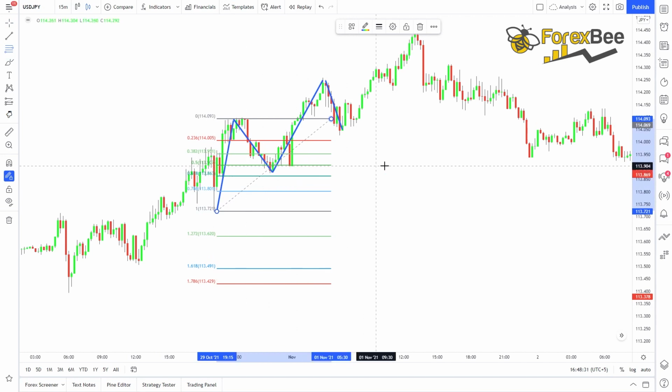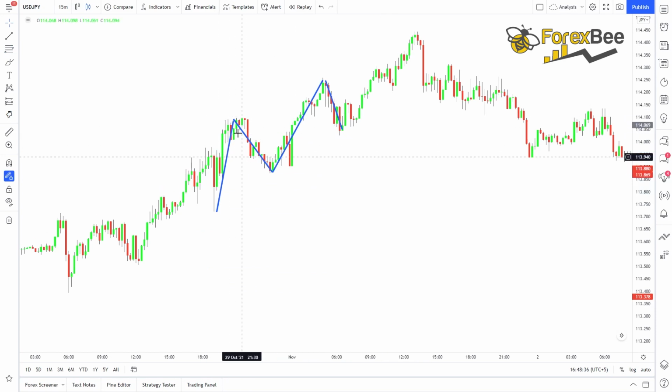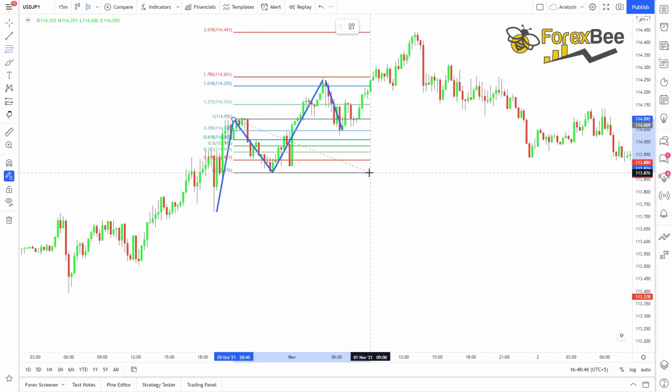After that there will be an extension of this retracement, and that bullish move should also be at the level of 1.618 Fibonacci. So if I take this Fibonacci tool and draw this here, we can see that this extension, or this move, is to the level of 1.618 Fibonacci.